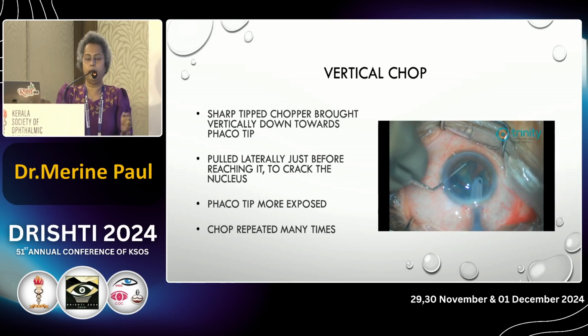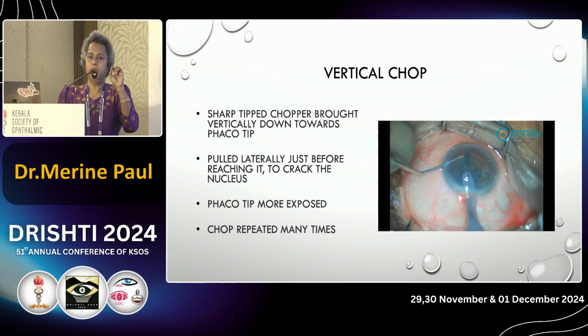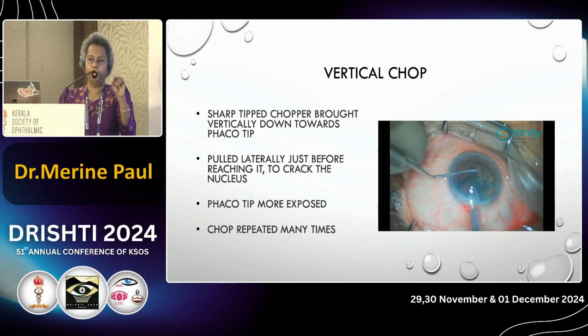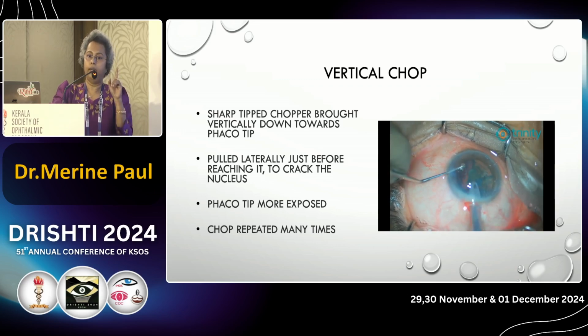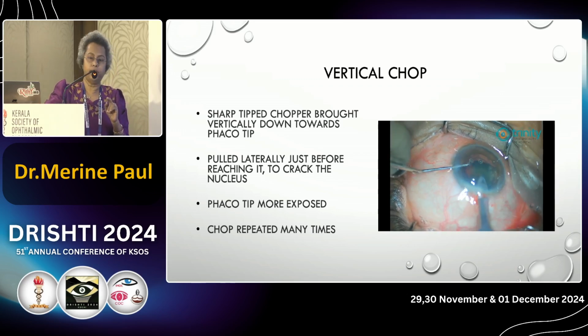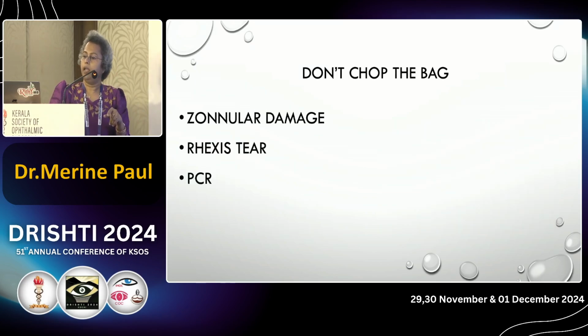And this will crack the nucleus. But a very important thing here is that you embed it at the appropriate depth. The phaco tip is more exposed when you are trying to do a primary chop, and the chop has to be repeated many times. So what are the things you need to be careful about when you chop?